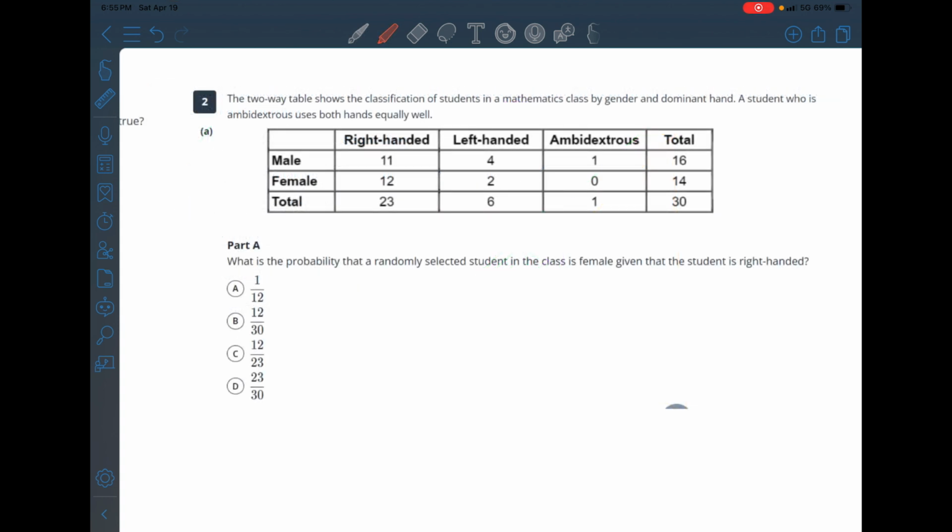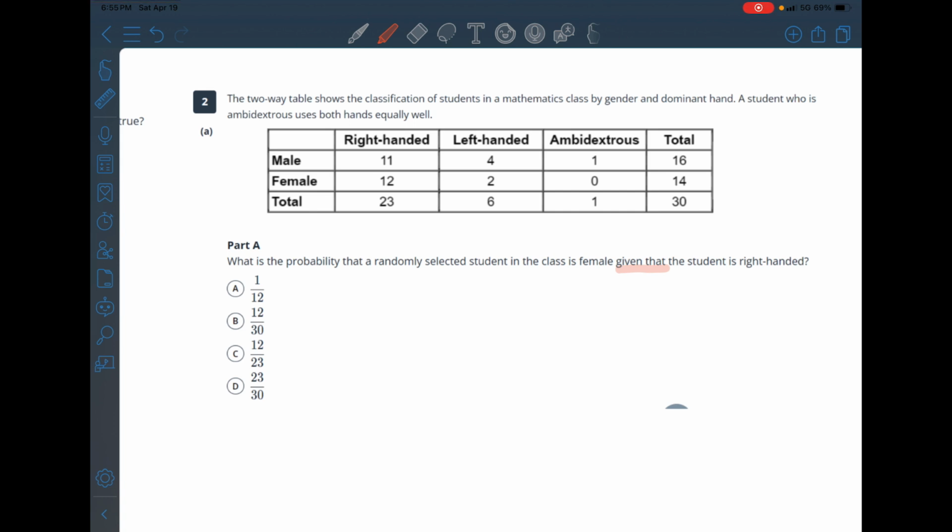The two-way table shows the classification of students in a mathematics class by gender and dominant hand. A student who is ambidextrous uses both hands equally well. So what is the probability that a randomly selected student in the class is female, and then it says, given that the student is right-handed. Remember, given that makes the sample space smaller.